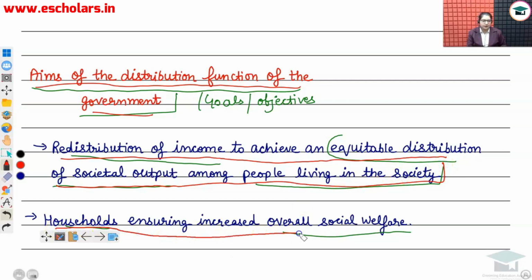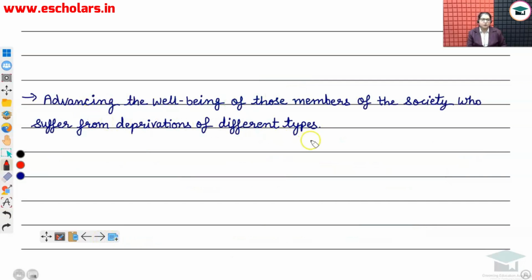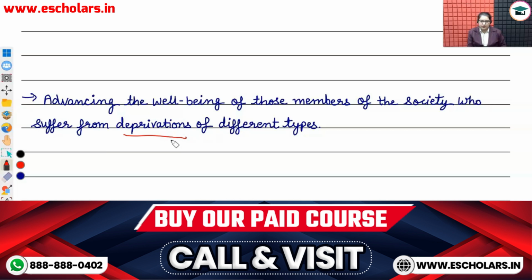Households ensuring increased overall social welfare. Further, the government wants to support the people who are deprived of certain needs. Let's suppose if the people are deprived of basic health facilities, the government has provided the basic health facilities to such people through their government hospitals, right? And for those who are deprived of the educational facilities, the government is providing the educational facilities to such people through government schools, right?